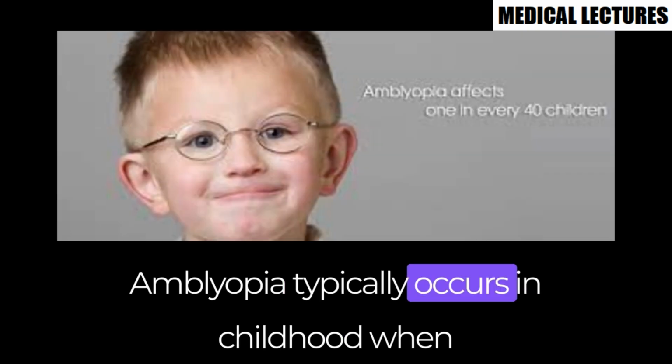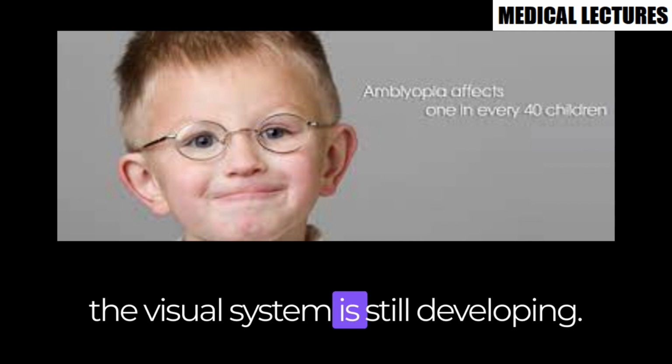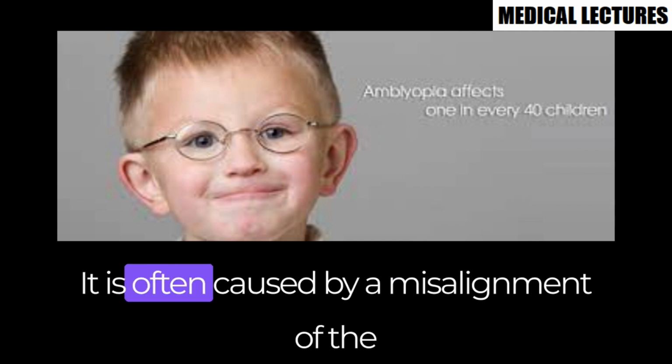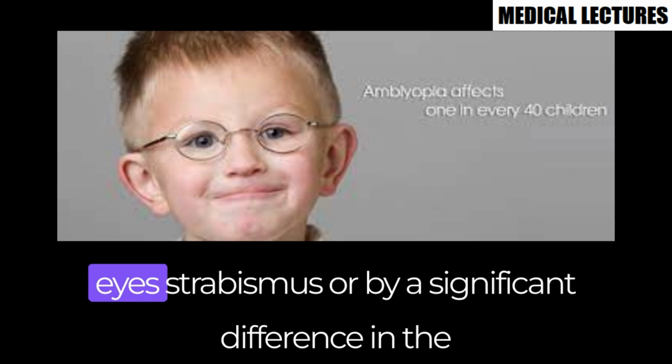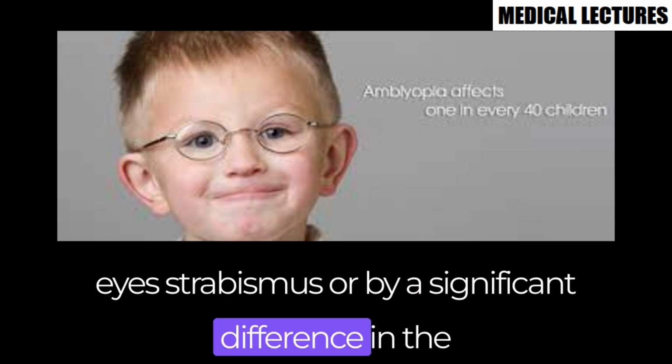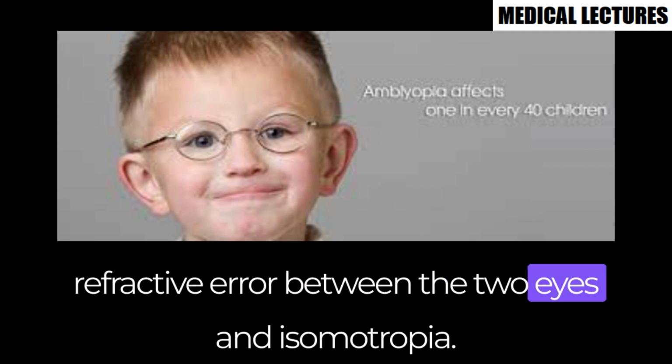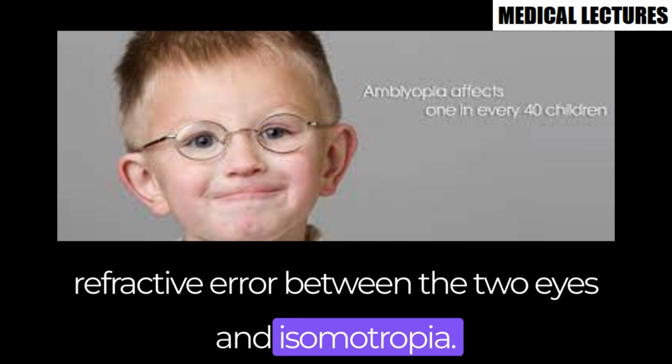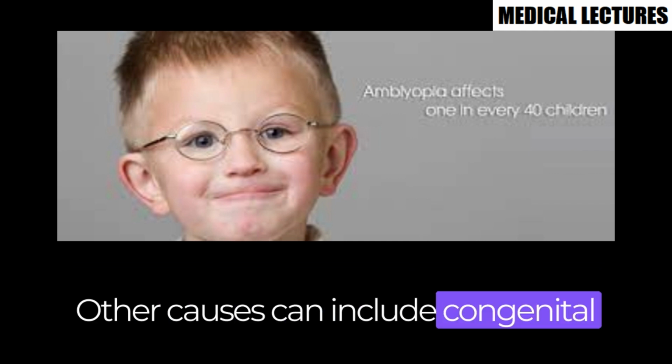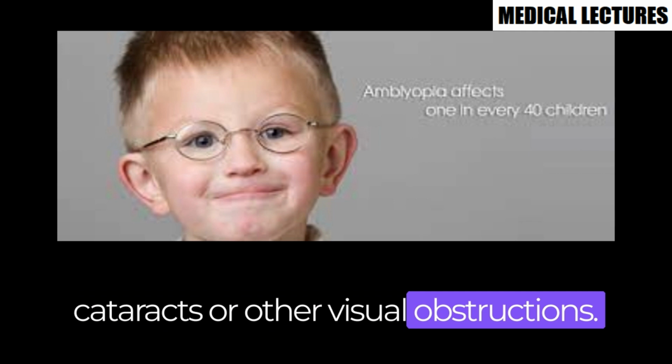Amblyopia typically occurs in childhood when the visual system is still developing. It is often caused by a misalignment of the eyes, strabismus, or by a significant difference in the refractive error between the two eyes, anisometropia. Other causes can include congenital cataracts or other visual obstructions.